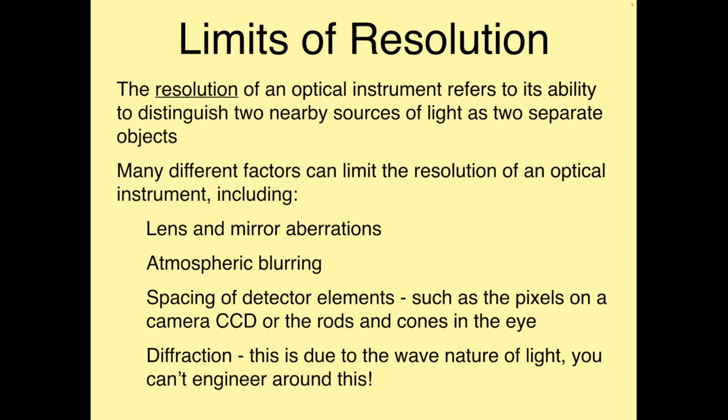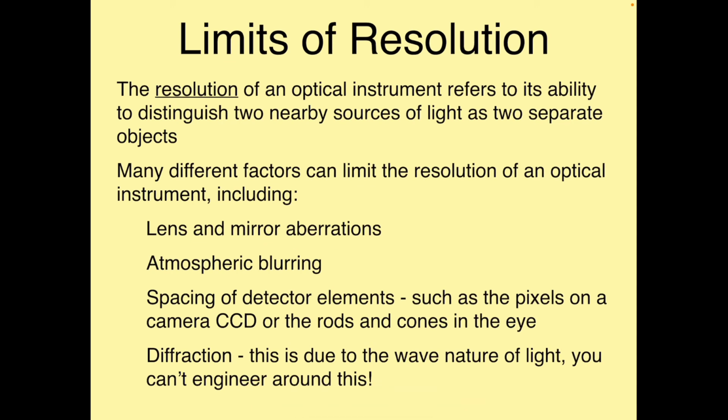So the resolution is the ability to tell two objects apart, even though they're close together in our field of view. So there are a lot of different factors that can limit the resolution of an optical instrument, because of course, you can never have perfect resolution. There's always going to be a limit to your ability to resolve things with an optical instrument. So some of the factors that go into this are things like lens and mirror aberrations. So if your instrument consists of lenses and mirrors, if they're not in the right shape, if there are some defects on the surface of the mirror or the lens has defects on it, those are what we call aberrations, and those can affect your ability to resolve things.